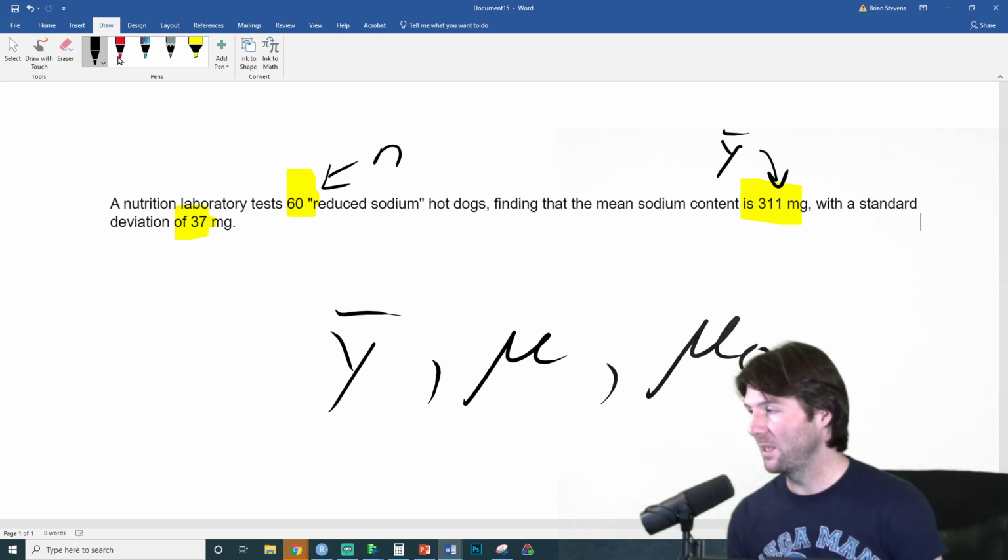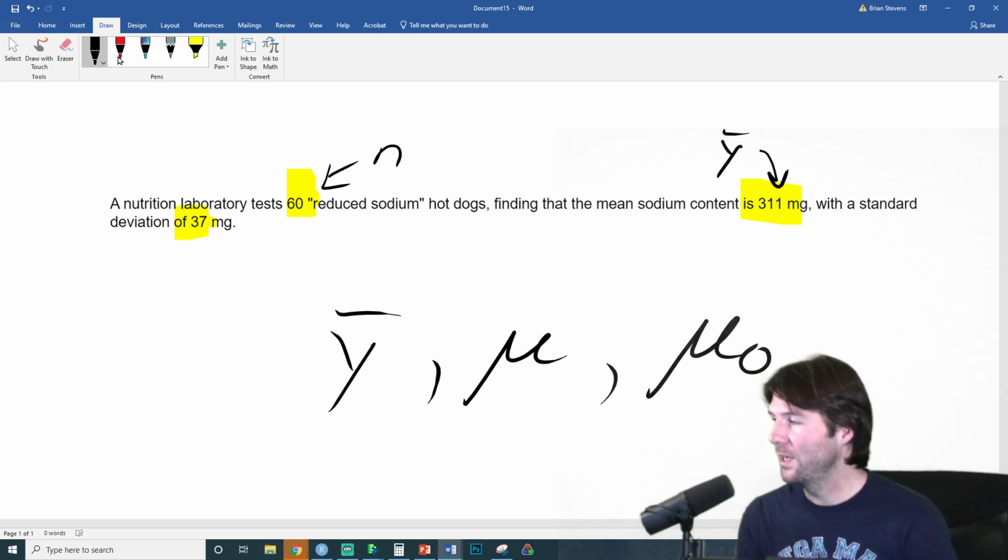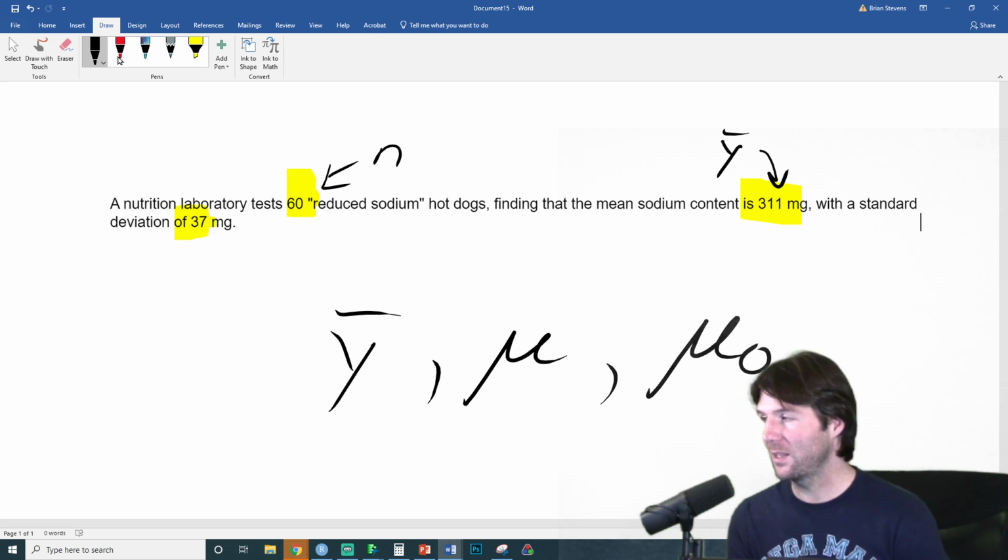Y bar is a sample mean, so it must have a sample size. Mu is the population mean, which would be for all hot dogs. And then mu naught is a hypothesized mean right there.